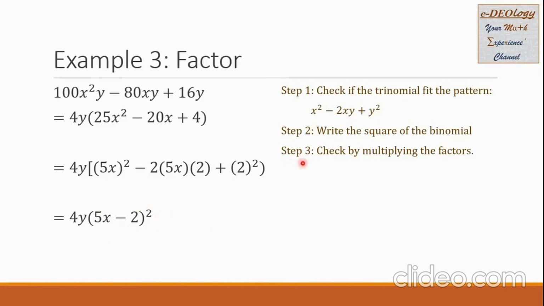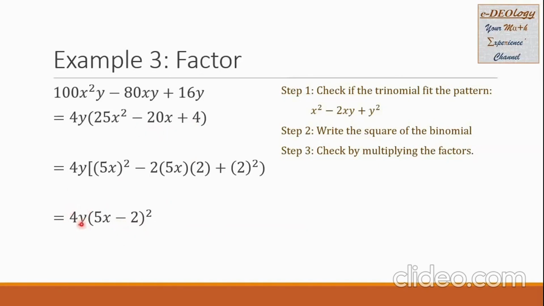Now, for step 3, I will check if my answer is correct. First, I'm going to expand the 5x minus 2 all squared. So the 5x squared is equal to the 25x squared. It is written here. If I square negative 2, it will be positive 4. I'm going to multiply 5x times negative 2 times 2. It will give me the negative 20x.